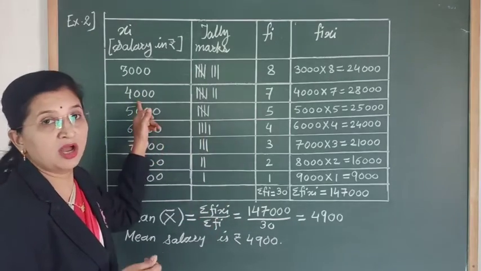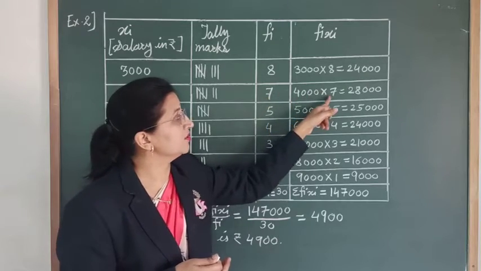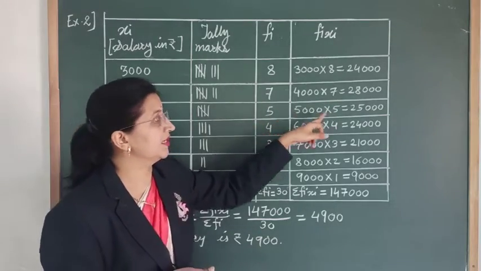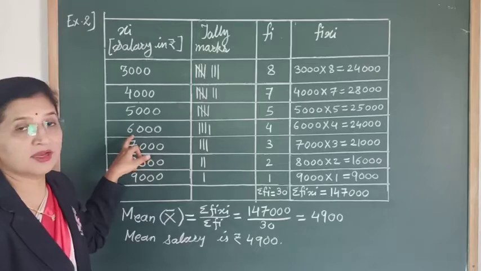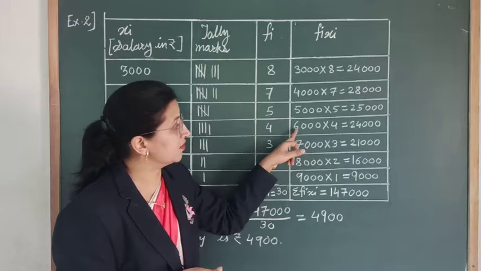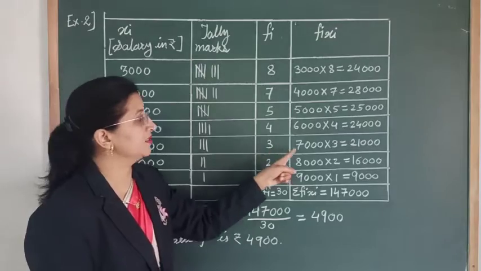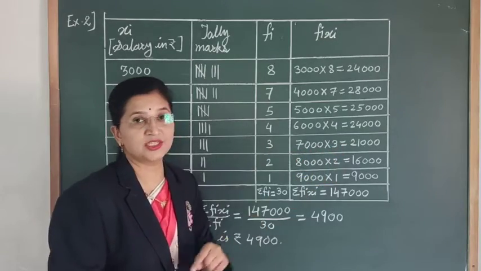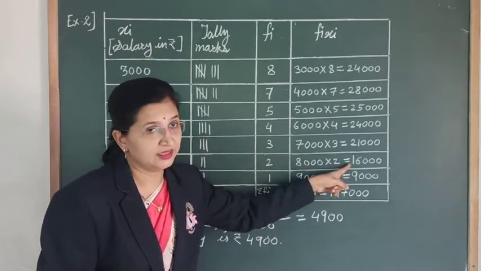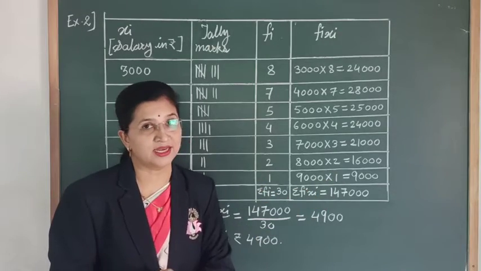Same way 4000, how many times did it come? Here it is 7 times. That's why 4000 into 7, that is 28,000. Then 5000 for 5 times, that is 25,000. Then 6000, how many times did it come? 4 times. That is why 6000 into 4, that is 24,000. Then 7000 for 3 times, 7000 into 3, that is 21,000. 8000 into 2, that is 16,000. Then 9000 for 1 time, that's why 9000 into 1, that is 9000.